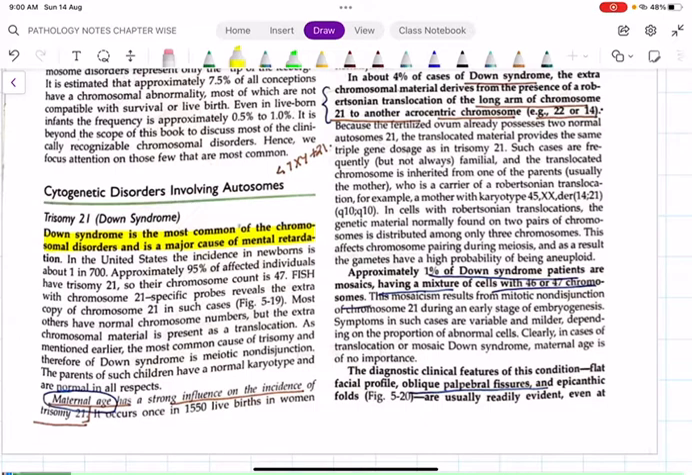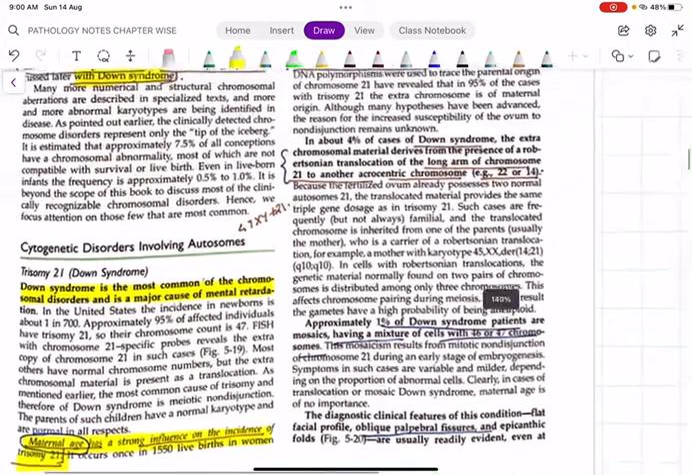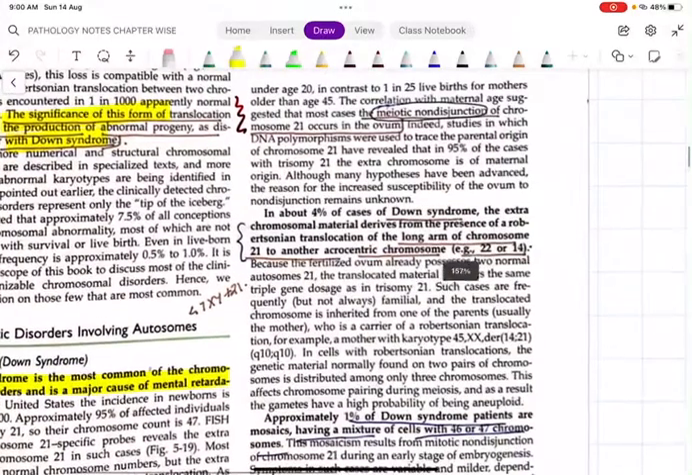The answer is Down syndrome. What is the second cause? Fragile X syndrome, which we will come to later. And remember, maternal age has a strong influence on the incidence of trisomy 21. That is the very first important point. So there is meiotic nondisjunction of chromosome number 21, which occurs in the ovum.